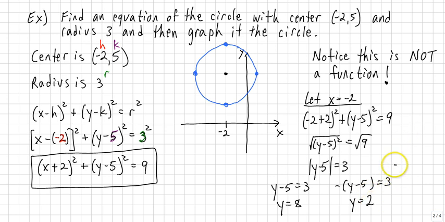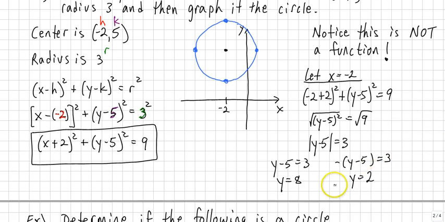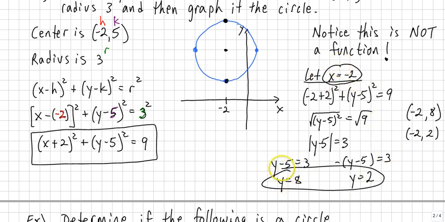So I end up getting two coordinates. I end up getting the coordinate negative 2, positive 8, which is right here. And I end up getting the coordinate negative 2, positive 2, which is right here. So what I'm trying to show you here is this one x value of negative 2, it's paired with two different y values. So it's not a function. So this is the first non-function that we're actually going to work quite a bit with, more than we have with anything else that wasn't a function.